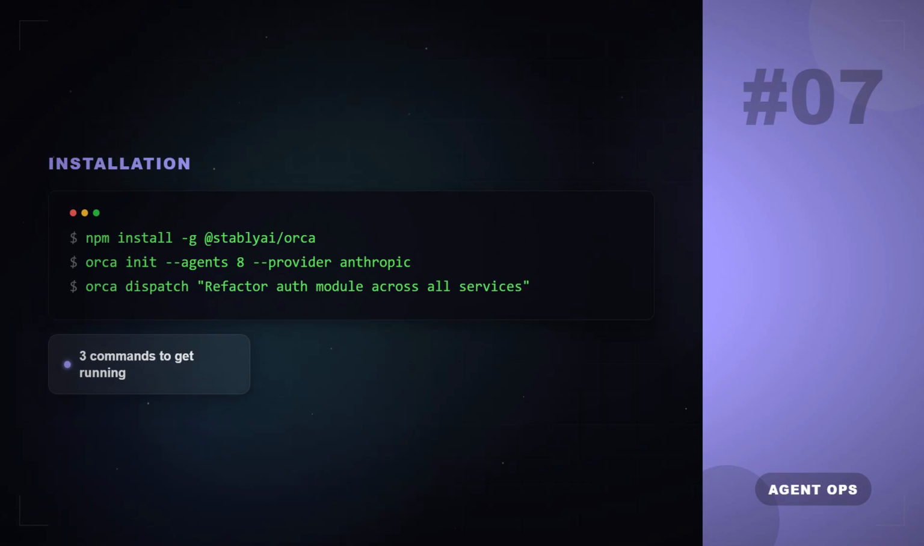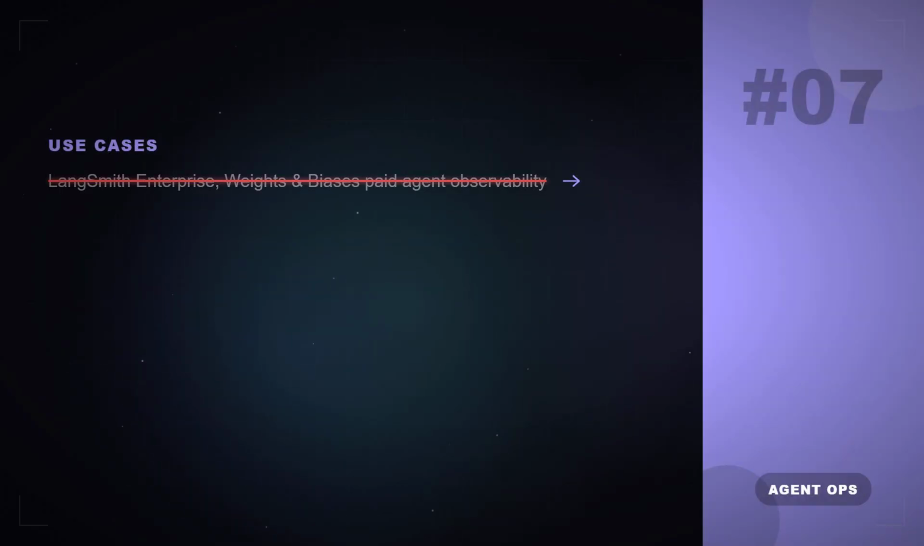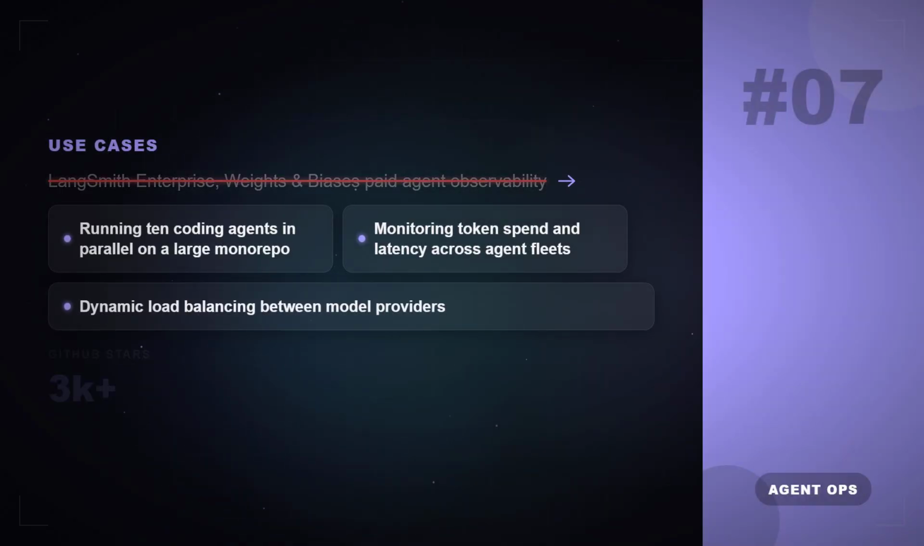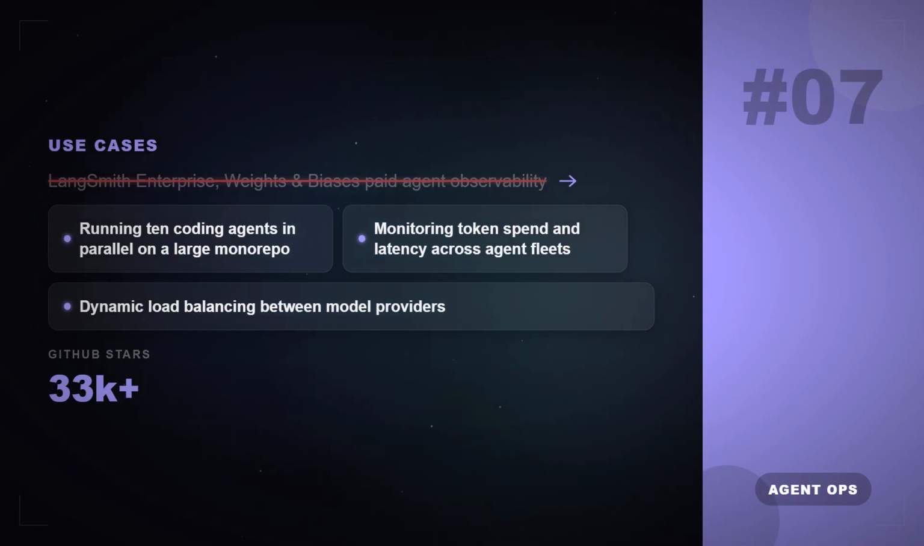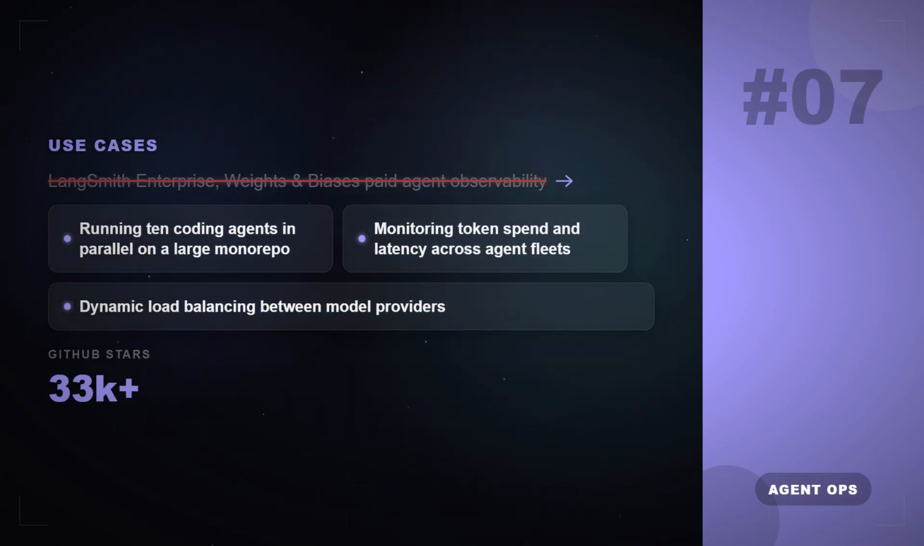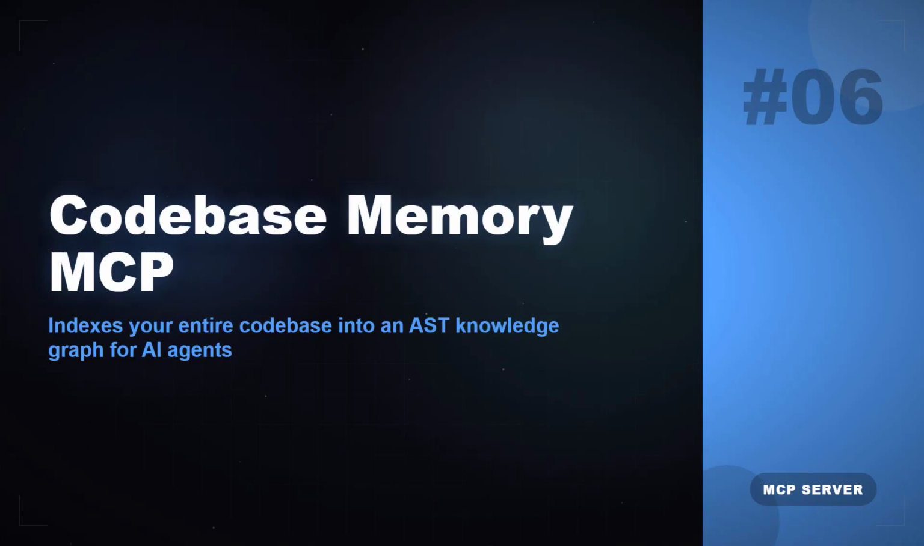It replaces LangSmith Enterprise and Weights and Biases paid agent observability tiers. Run 10 coding agents in parallel on a large monorepo. Monitor token spend and latency across your entire fleet. And dynamically load balance between model providers. 33,000 stars. Number 6. Codebase Memory MCP.